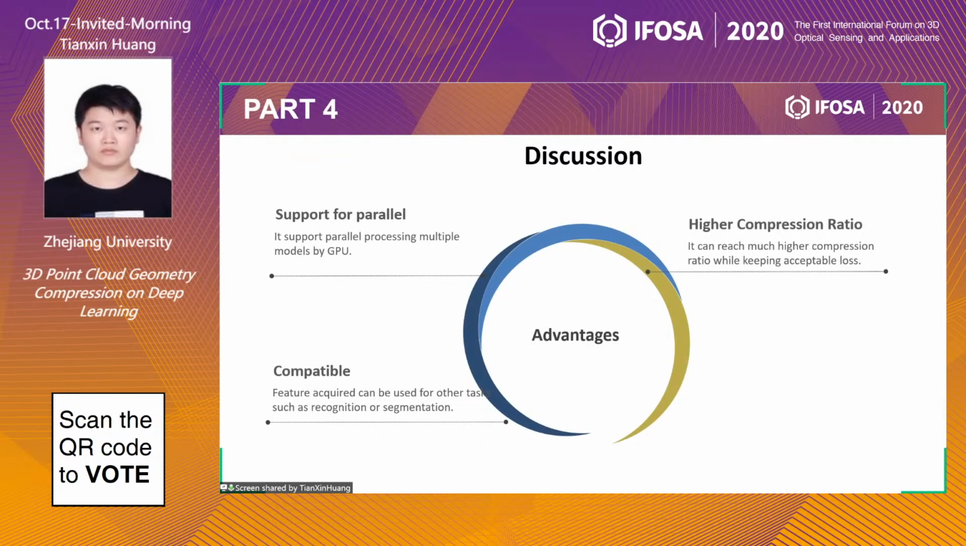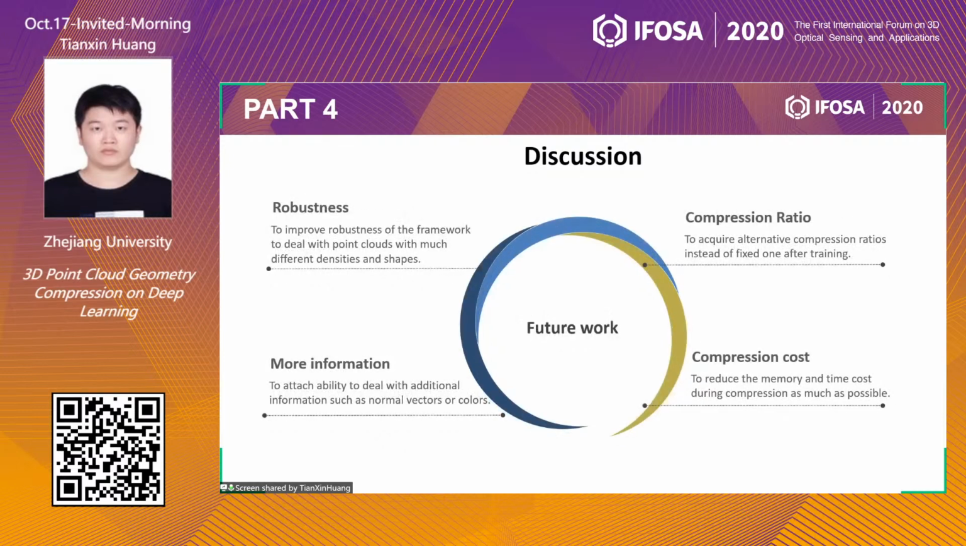In this work, we make an attempt to compress three-dimensional point clouds by deep learning. And our algorithm can support parallel processing of multiple models by GPU simultaneously. And it can reach a higher compression ratio while keeping tolerable loss. It is also compatible with other algorithms because the features acquired can be used for other tasks, such as recognition or segmentation. But there are also some disadvantages and more work to do in the future.